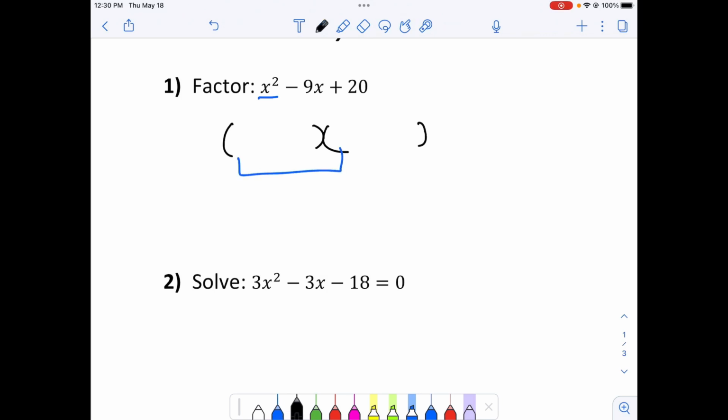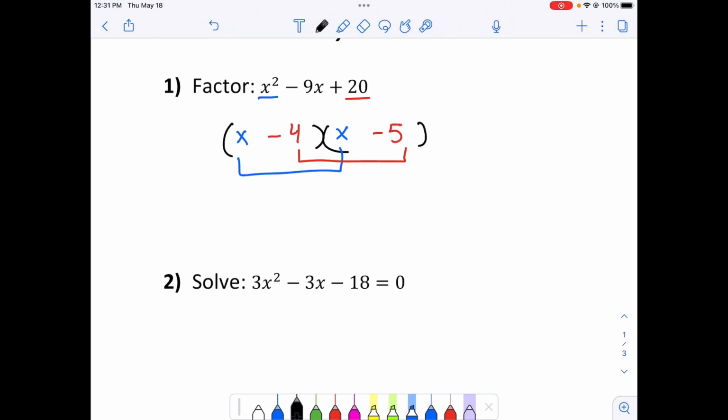So since there is an x squared there, I know that I will just have x times x. And then this 20 comes from multiplying these together. So I know that I need two numbers that multiply to 20. So it could be 1 and 20, could be 2 and 10, could be 4 and 5. Since I know that I have a minus here, I'm actually going to have two negatives that will multiply to positive 20, but then add to negative 9. And so if I want them to add to negative 9, I will do negative 4 and negative 5.